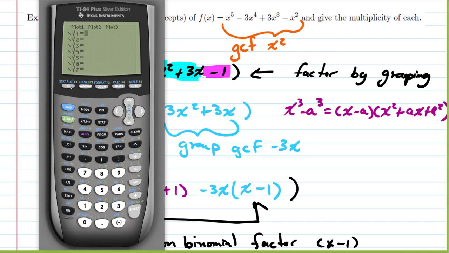So if we go y equals, and we go x to the 5th minus 3x to the 4th plus 3x cubed minus x squared, and we go graph, let's zoom in a bit. So we go zoom, let's go in. Zoom in just a little bit more.